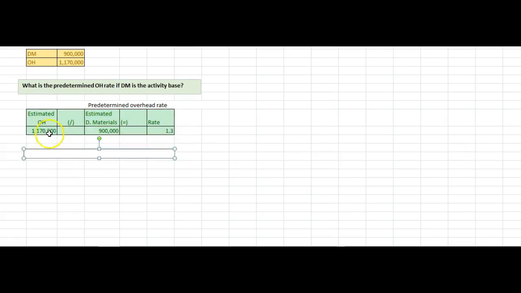This one is what's the predetermined overhead rate if direct material is the activity base. Well, you probably know how to do this by now. You're going to take the estimated overhead, divide it by the direct materials, and come up with a rate of 1.3.